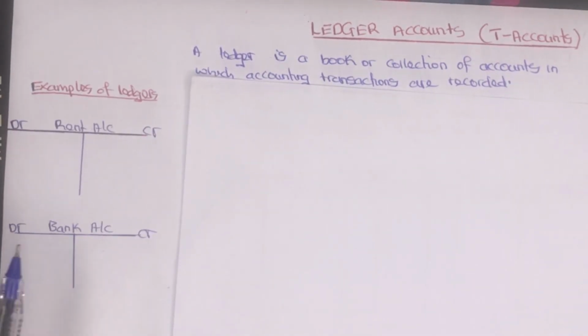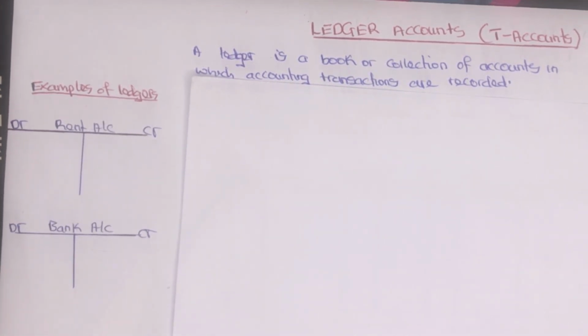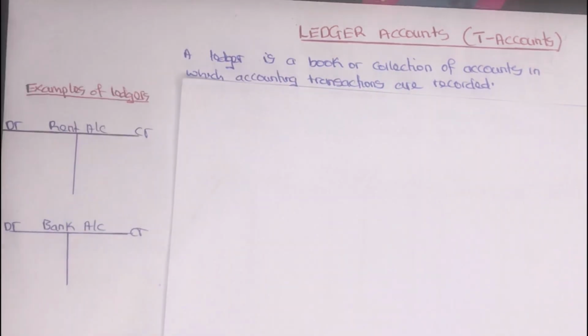We also have examples of ledgers here, like the rent and the bank account. So this is the presentation of a ledger. And also note that it has a debit side and a credit side. The debit side increases the expense and the asset account, and the credit side reduces the expense and the asset account and increases the liability, equity, and revenue account. Just like we saw in the journal, it is the same thing in the ledger account.